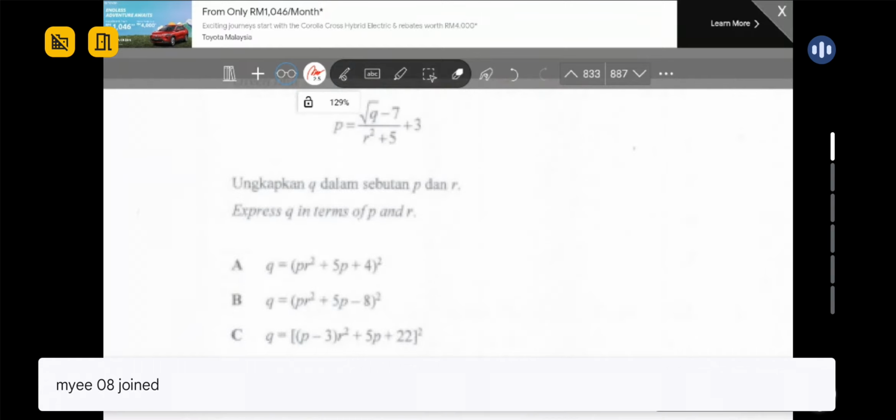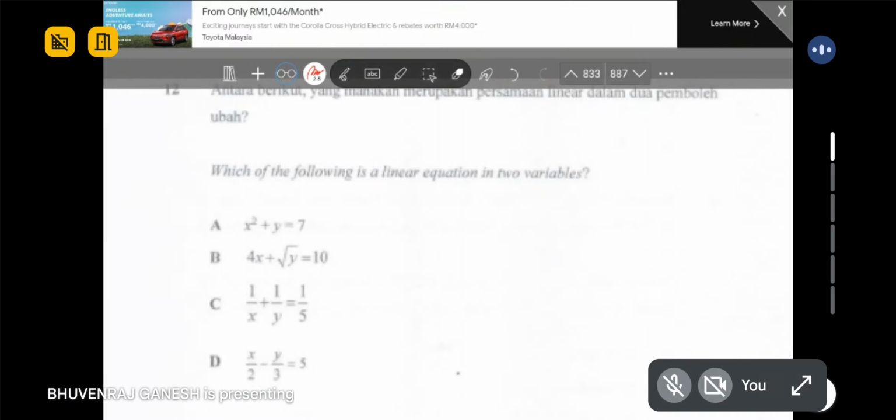11 and 12. Any question? 11, 12. Ada apa-apa?